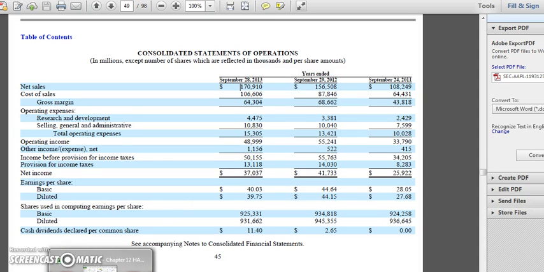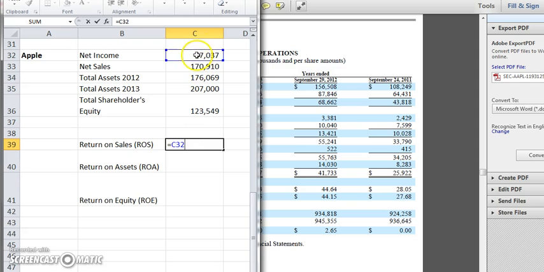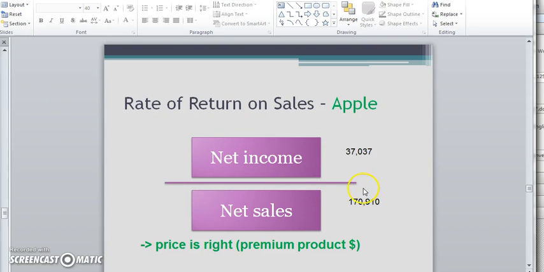So let's see if I can find the spreadsheet. Let me just pause this recording and get that spreadsheet. And here's the spreadsheet. So I've taken Apple, their net income, as you can see, is right here. And over here is your net sales. So let me just plug in those numbers. Your net income divided by net sales, and it's 22%, which is pretty good. It's bigger the better. When we plugged in the numbers for Apple, you get 22%.